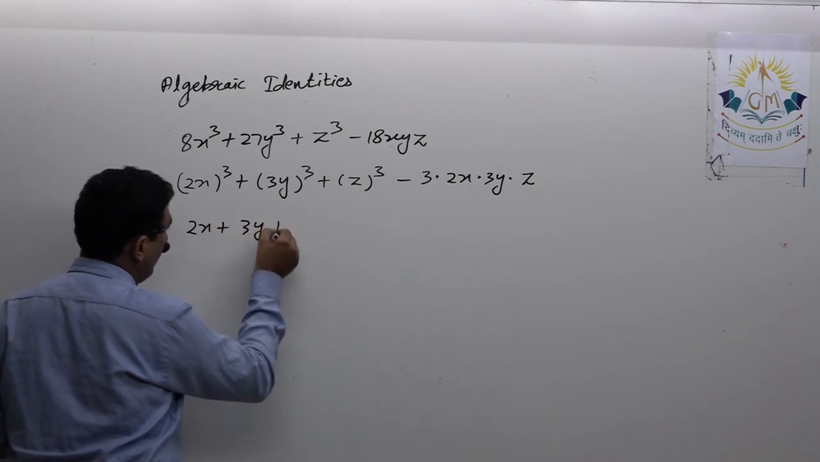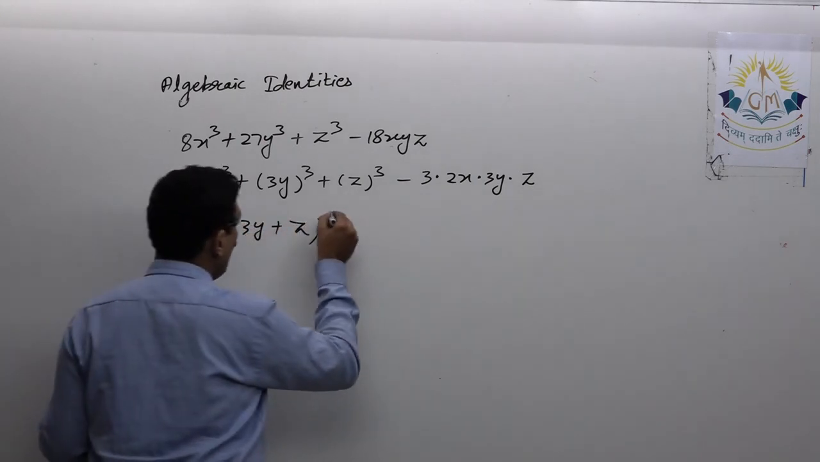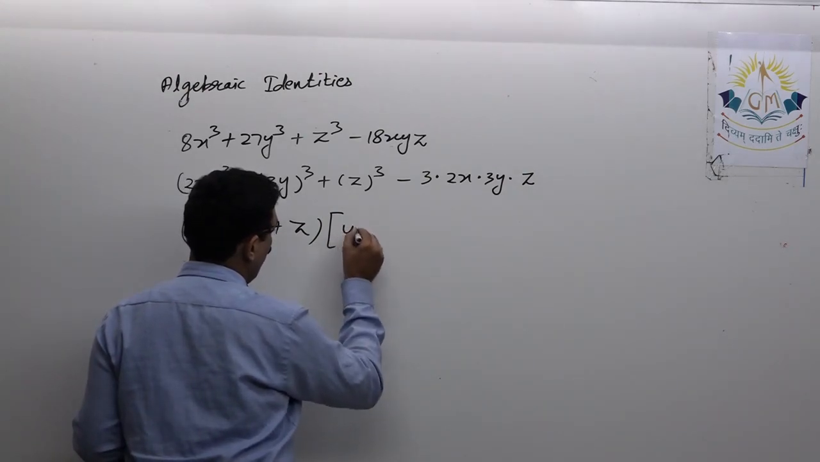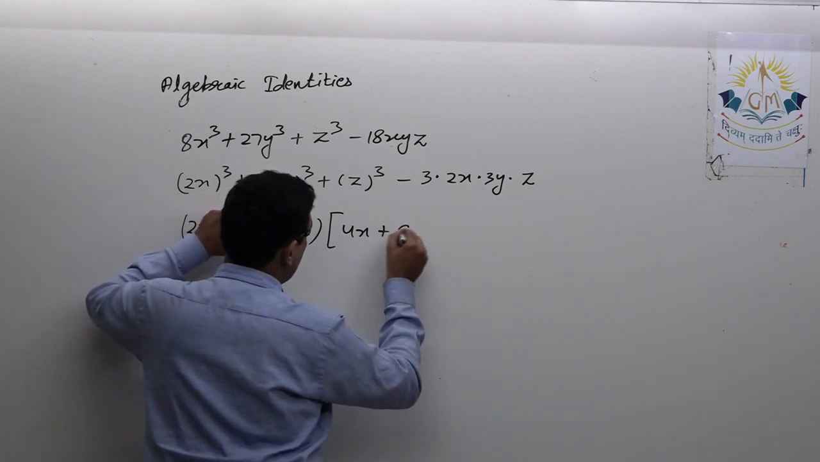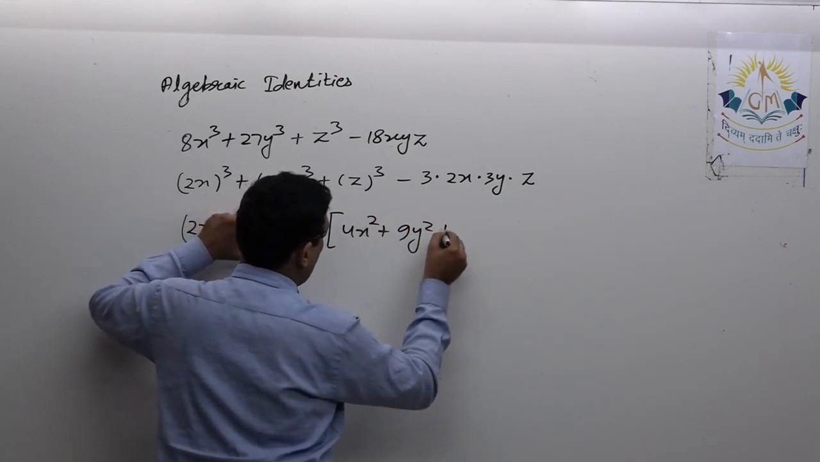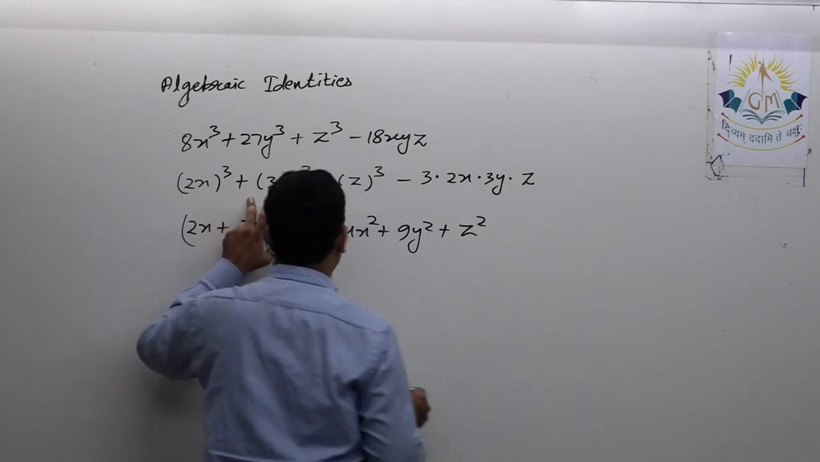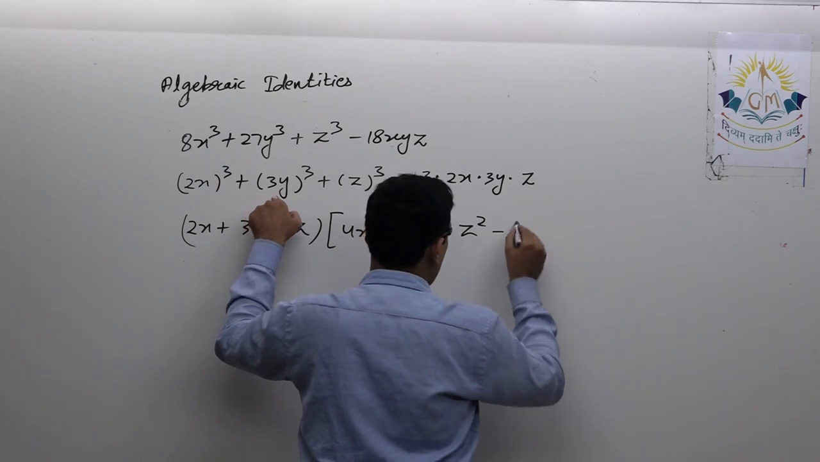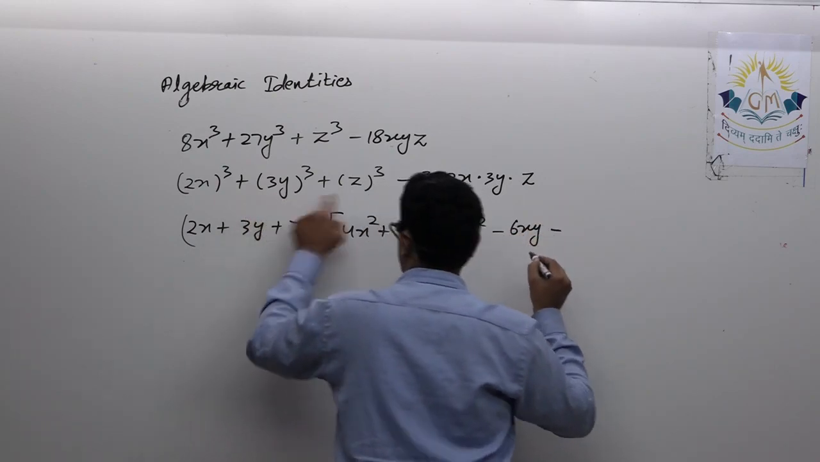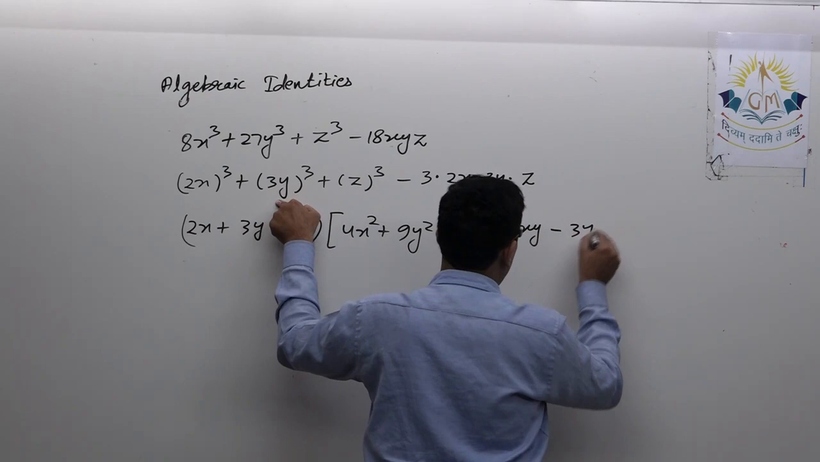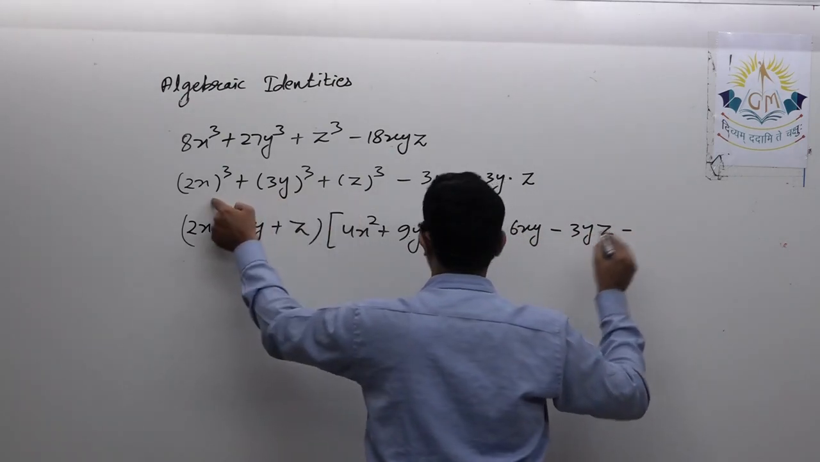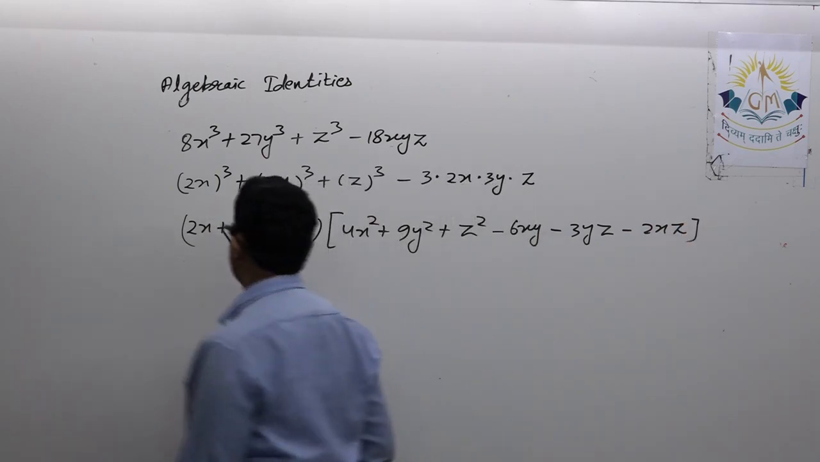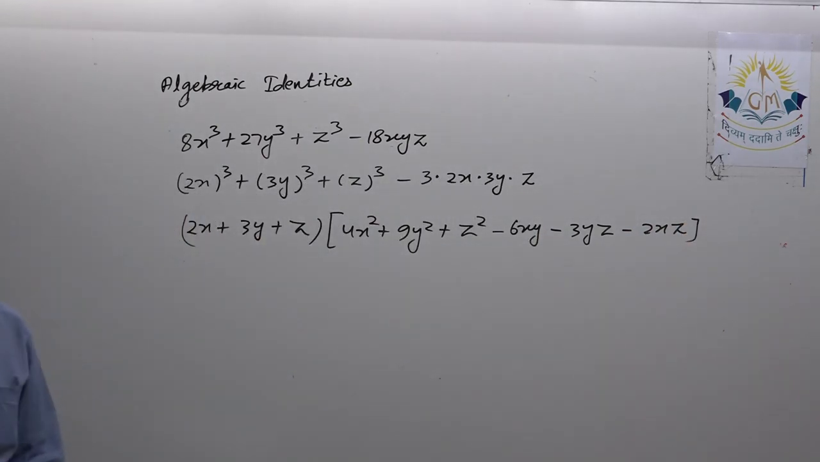Which means a plus b plus c, then a square, that is 4x square, plus b square, that is 9y square, plus c square, that is z square, minus ab, that means minus 6xy, minus bc, that means minus 3yz, and minus ca, that is minus 2xz. So these are the factors of the given expression.